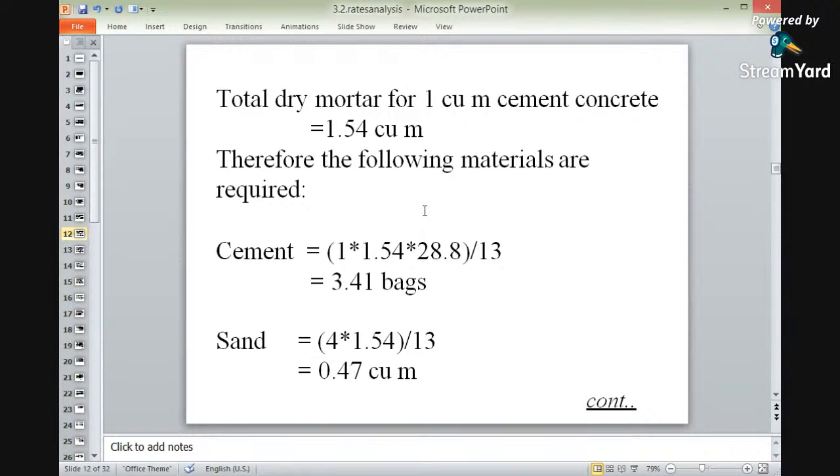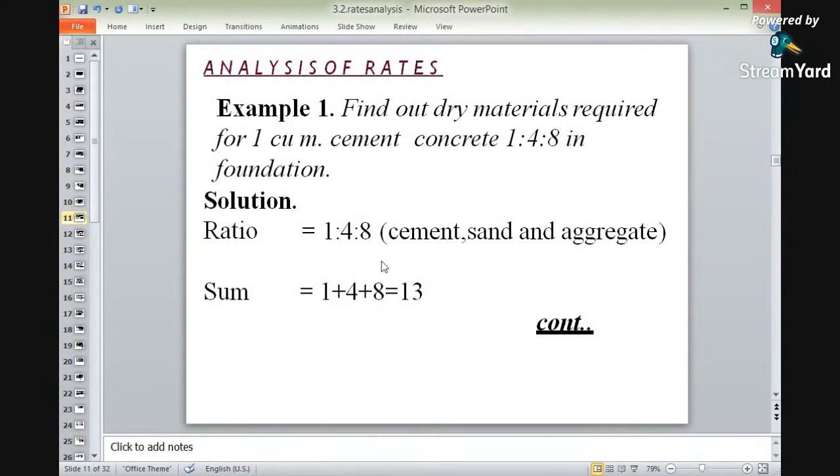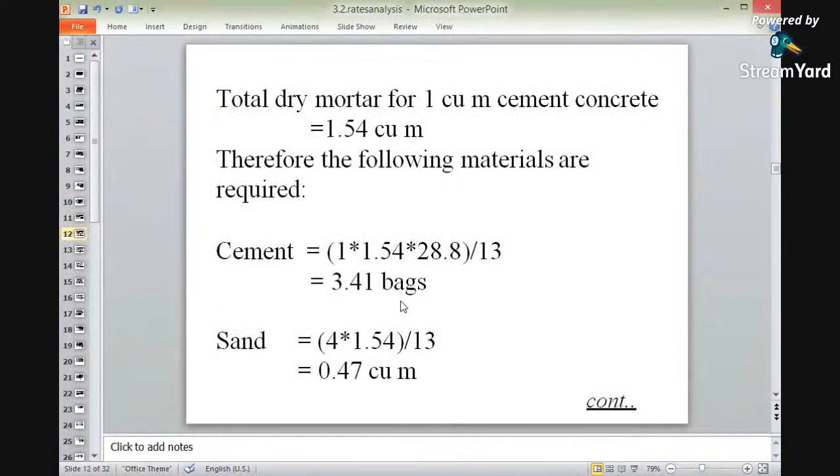After division, you have to divide 1 upon that to get how much quantity of cement will be required. After calculating it and converting it into a ratio, the ratio comes to be 1.54. So we have to add near about 40% extra. After adding 40% extra, the amount of dry mortar comes to be 1.54 cubic meters. The total dry mortar for 1 cubic meter cement concrete comes to be 1.54 cubic meters after adding the extra percentage, that is 40% extra for dry mortars.